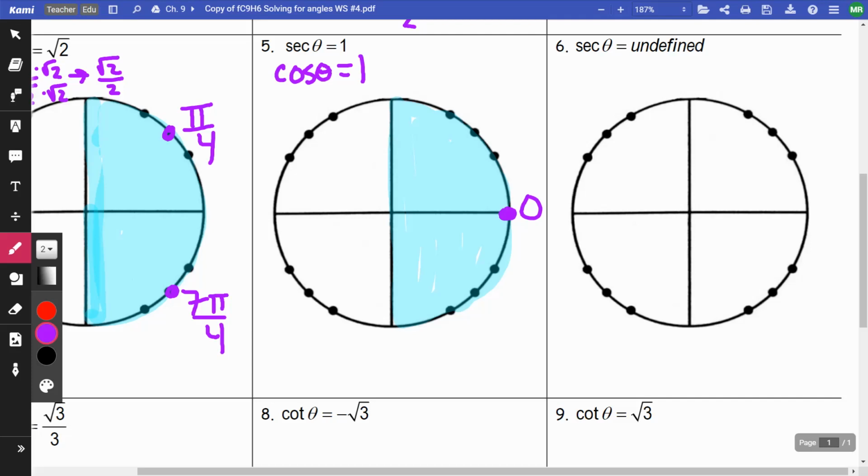My secant is undefined, which means that my cosine would have been 0. Okay, my x would have been 0. So my x is 0 up here at (0, 1), and down here at (0, -1). So that's going to be at pi halves and 3 pi halves. Those are my two answers.